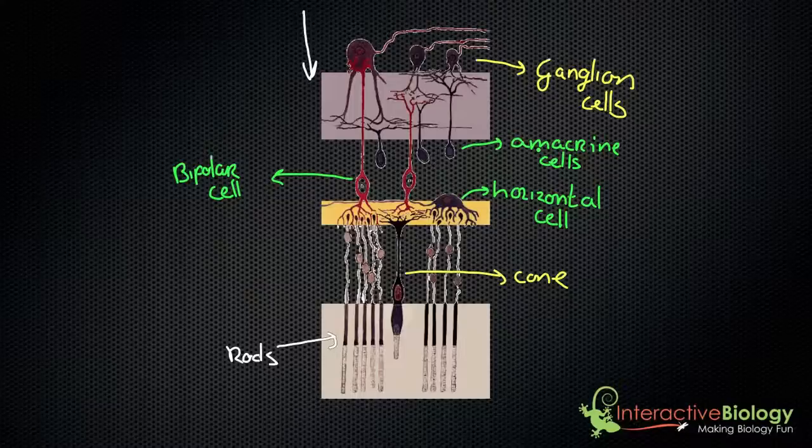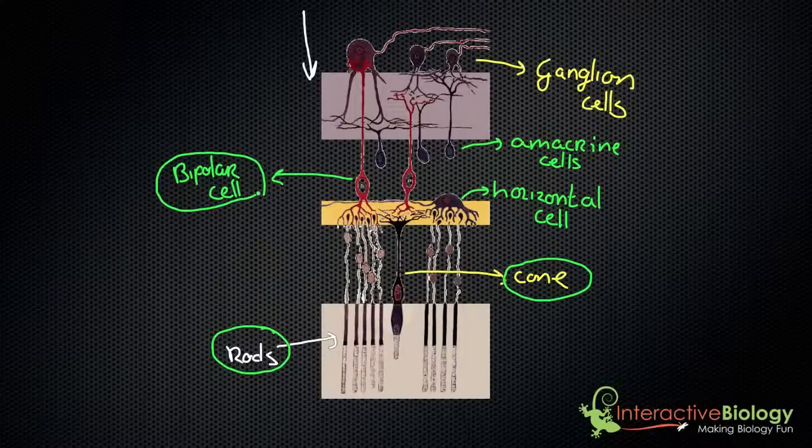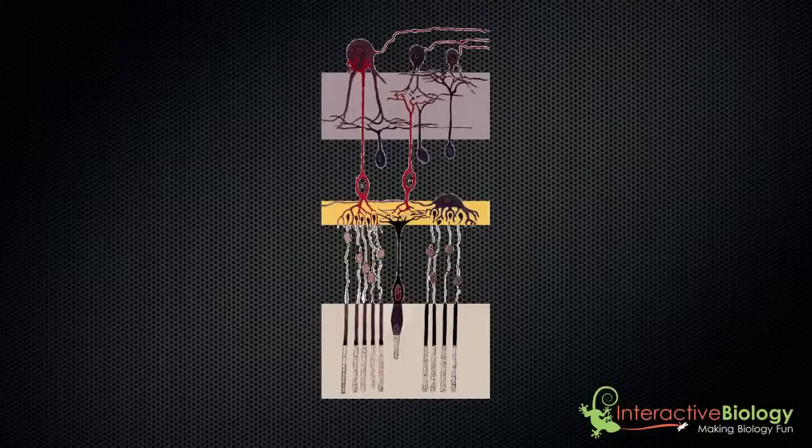So the major ones we're going to talk about are the rods. And when I say the rods, of course, you can assume that the process is somewhat similar with the cones. We're going to talk about the bipolar cells, and we are going to talk about the ganglion cells. So let's look at what happens.